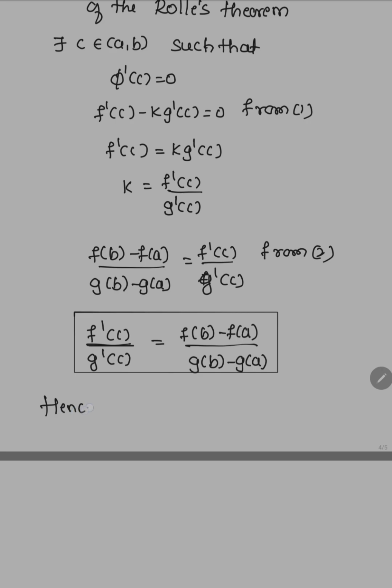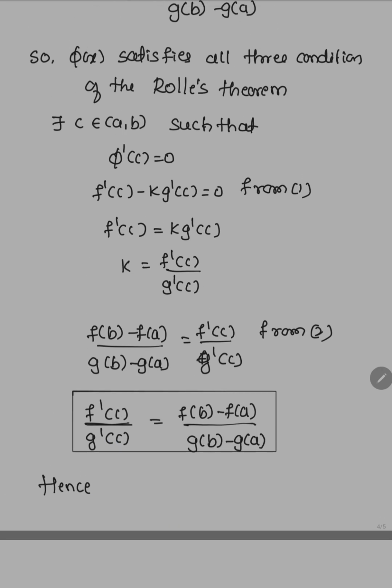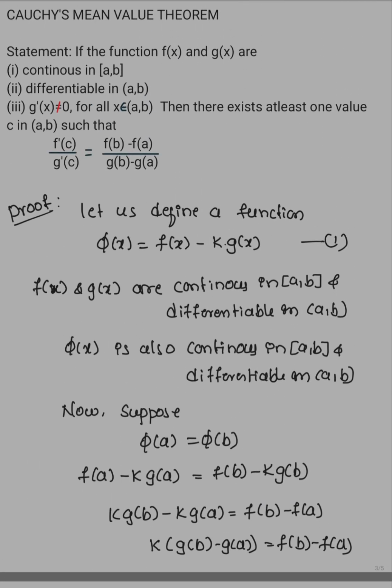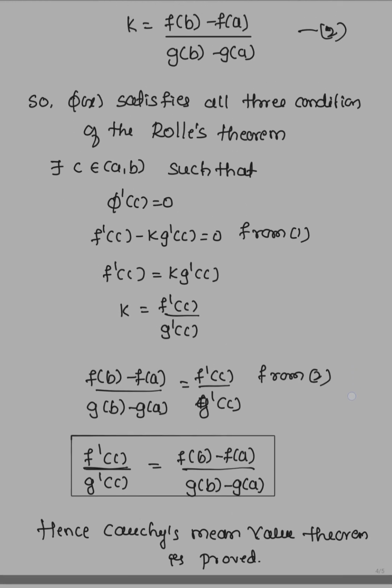Hence Cauchy's mean value theorem is proved. So in this class we discussed both the Lagrange's mean value theorem and the Cauchy mean value theorem. So this is the proof for the Cauchy mean value theorem.